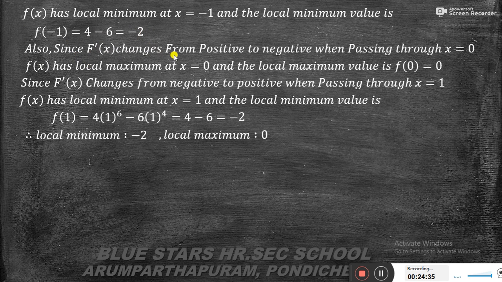Therefore f dash of x's sign changes from positive to negative when passing through x equal to 0, so f of x has a local maximum. Positive to negative means local maximum. f of x has a local maximum at x equal to 0, and the local maximum value is f of 0 equal to 0. Then f dash of x changes from negative to positive when passing through x equal to 1, so f of x has a local minimum at x equal to 1. The local minimum value is f of 1 equal to 4 into 1 power 6 minus 6 into 1 power 4, so 4 minus 6 equals minus 2. So minus 2 is the local minimum value, and the local maximum is 0, because f of 0 equals 0.